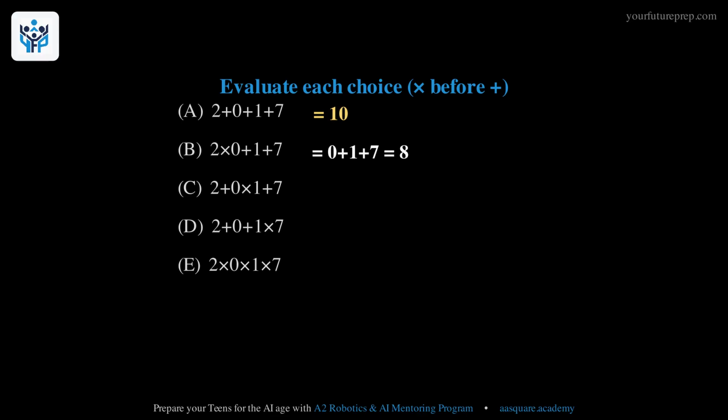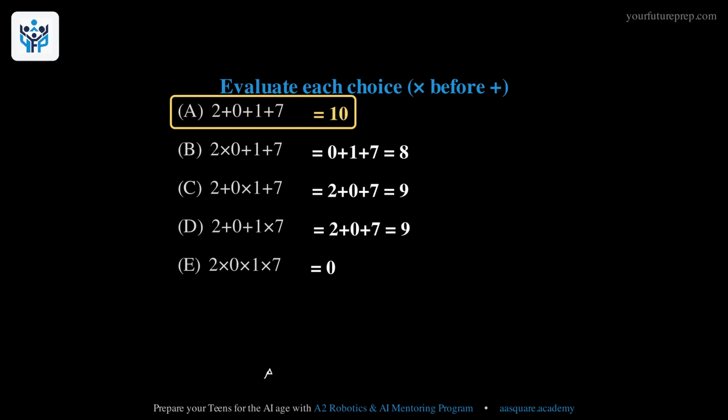Choice B, 2 times 0 is 0, then 0 plus 1 plus 7 equals 8. Choice C, 0 times 1 is 0, then 2 plus 0 plus 7 equals 9. Choice D, 1 times 7 is 7, then 2 plus 0 plus 7 equals 9. Choice E is all multiplication, and multiplying by 0 gives 0.